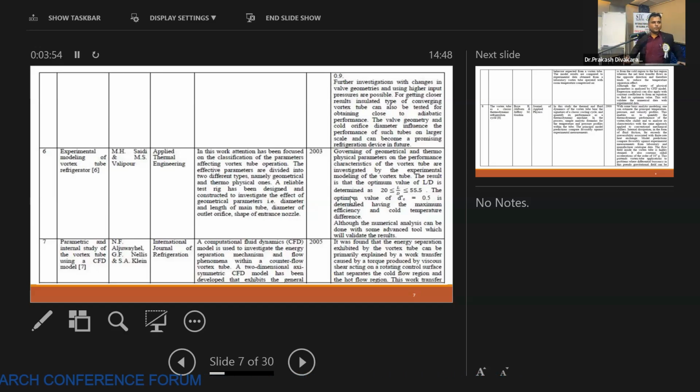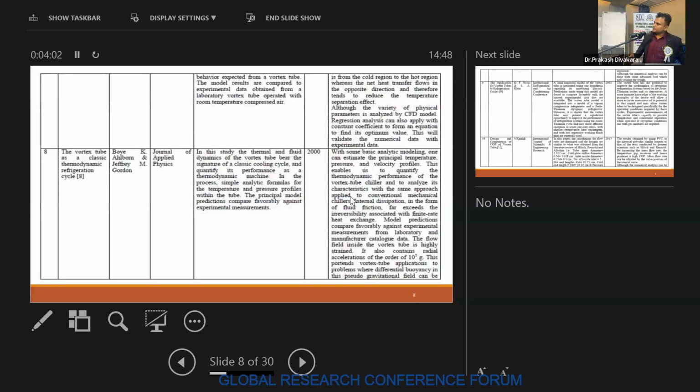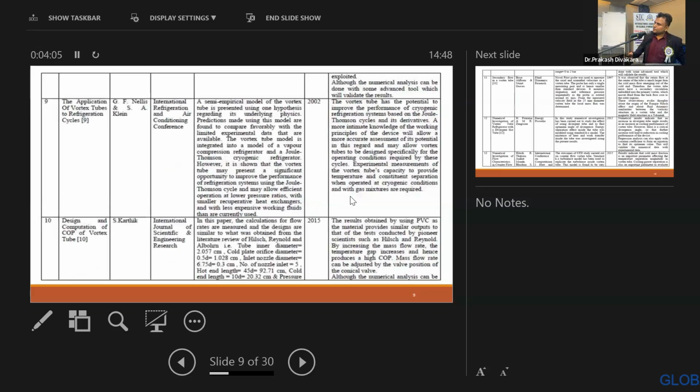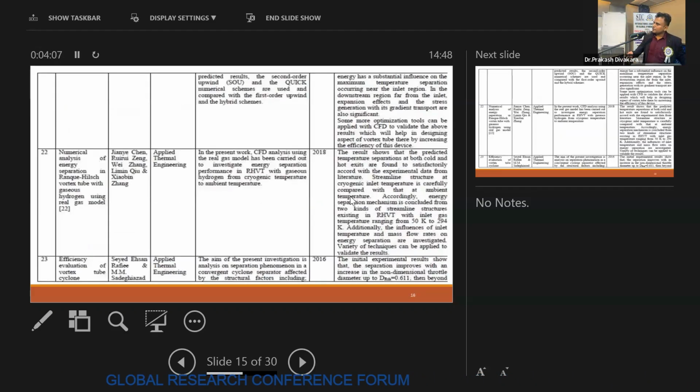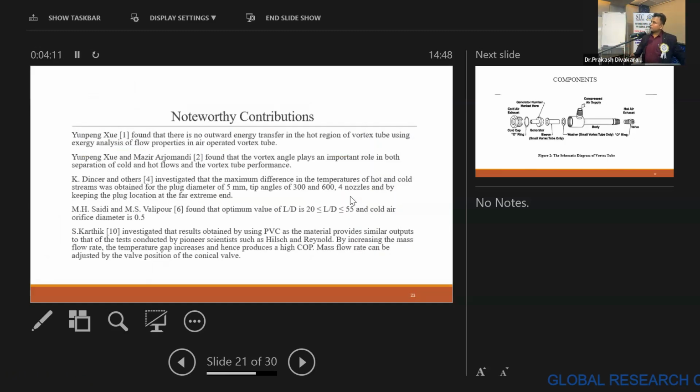Similarly, a parametric CFD analysis is done with the k-epsilon turbulence model, and the numerical data is compared with the experimental data to validate the results. Many authors have done this work, so I have just mentioned some here, and these are some noteworthy contributions. Like Yambang Sui, who found there is no outward energy transfer in the hot region of the vortex tube, but after certain phenomena this is violated, and we have seen that because of the multiple circulation regions there is an outward flow of energy, and because of that we are getting the inner stream as the cold stream.